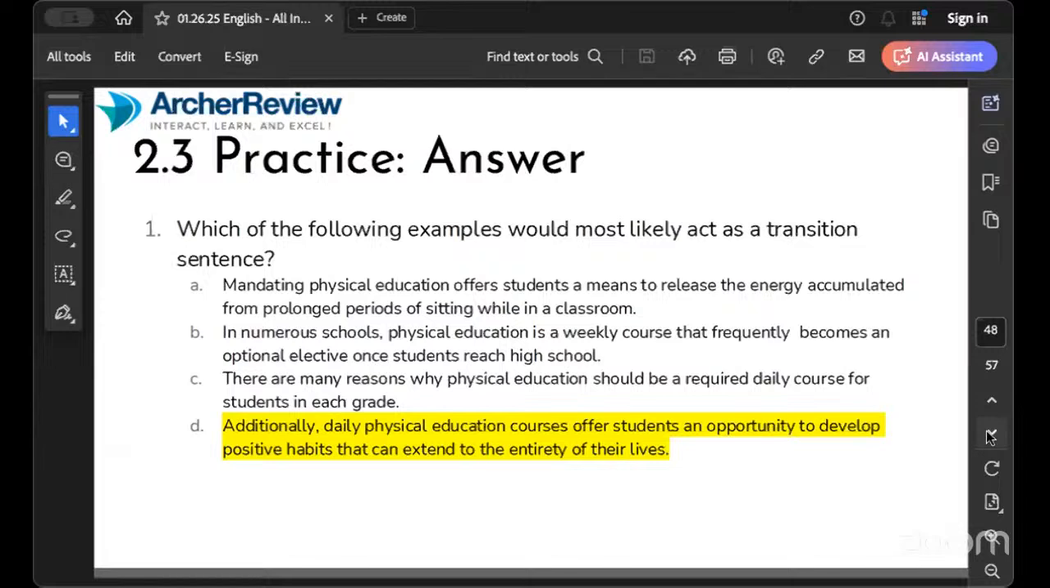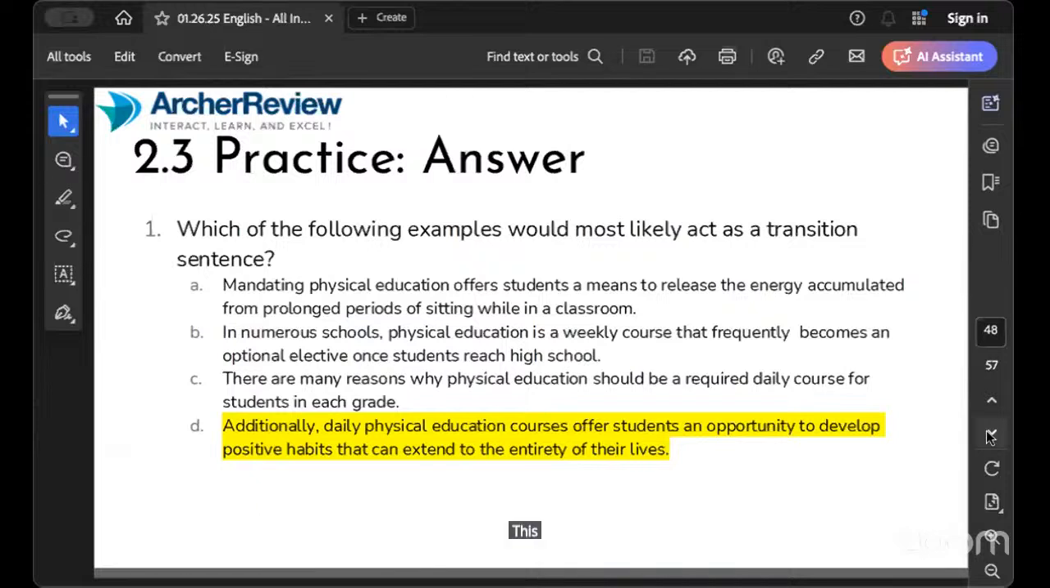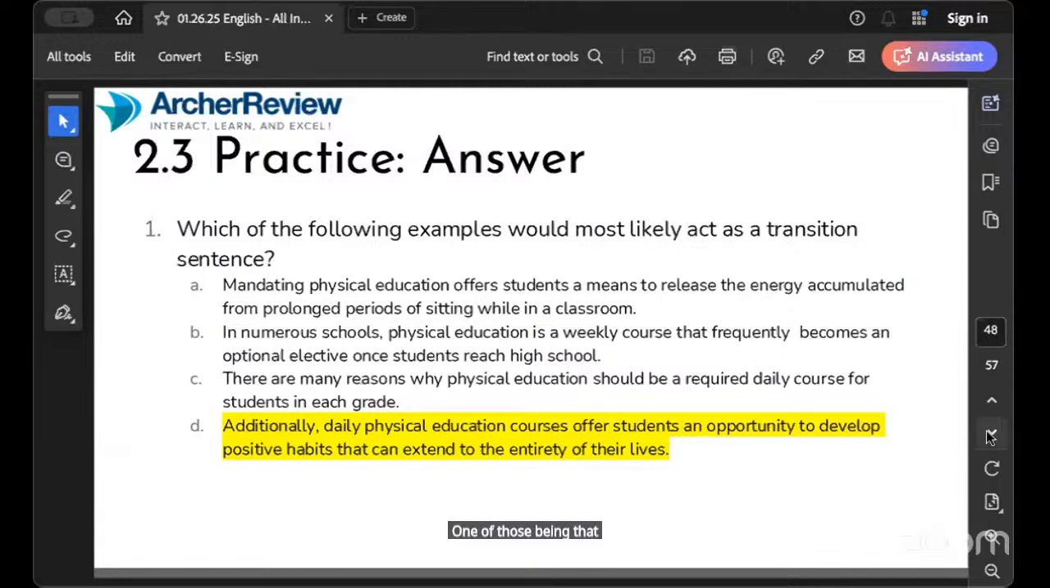Now, C, if you selected C, "There are many reasons why physical education should be a required daily course for students in each grade." This would actually be a topic sentence, so that would not be a transition one. The key there is that it's saying many reasons. Well, that means that paragraph is going to illustrate and give those many different reasons, one of those being that daily physical education courses offer them the opportunity to develop positive habits.